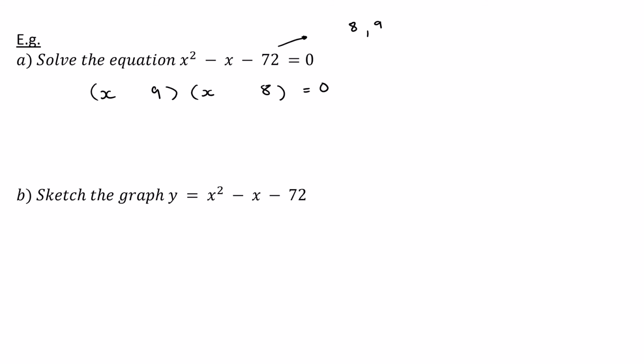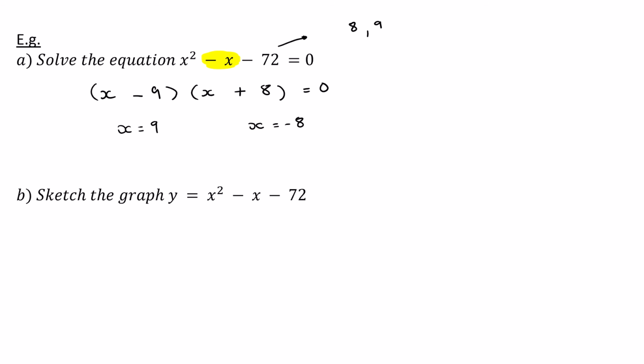One of them is going to be a negative. I want a negative 1x. So if I do minus 1 plus 8, that gives me negative 1x, and negative 9 times a positive 8 is a negative 72. So that gives us x equals 9 and x equals negative 8 for our x intercepts.